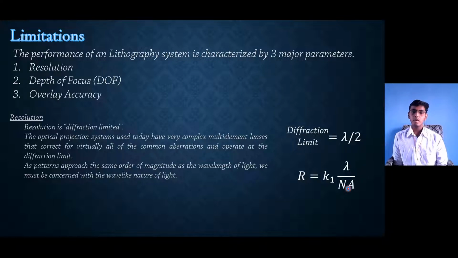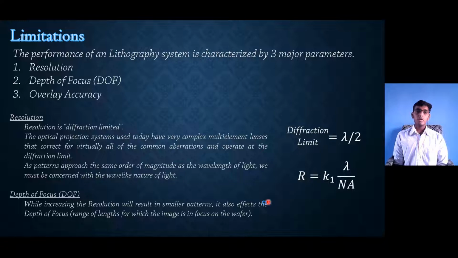As usual, in Rayleigh's criterion, the terms are lambda representing the wavelength and NA representing the numerical aperture. We have one more parameter known as depth of focus. While we try to increase the resolution, which results in smaller patterns, it also affects the depth of focus. It's given by K2 into lambda by NA squared.